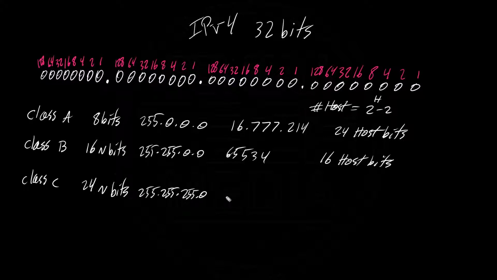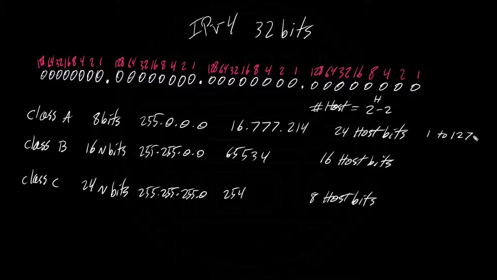255.255.255.0, which is 254 available IP addresses, and it gives us 8 host bits, because 24 plus 8 is 32, 16 plus 16 is 32, 8 plus 24 is 32, and again in IP version 4 we have 32 bits.